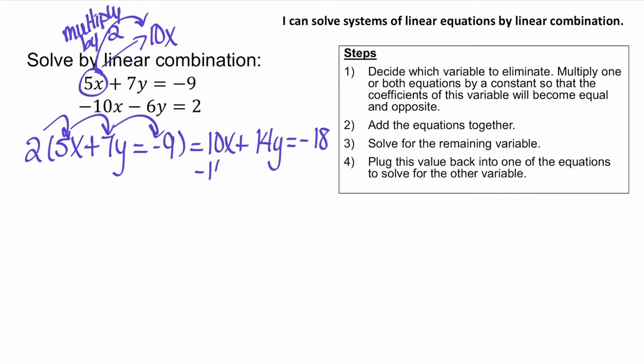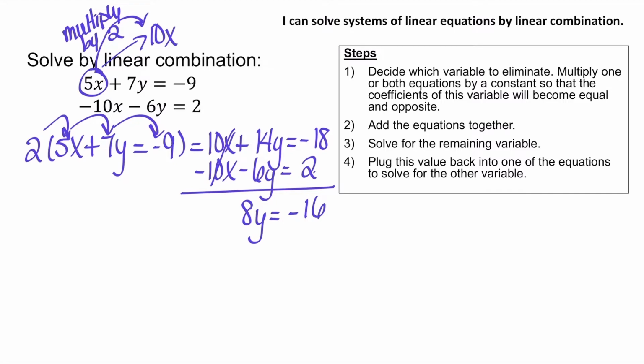Then I'm just going to recopy my second equation, right? Everything remains unchanged in my second equation. So 10x and minus 10x will cancel. 14y minus 6y is 8y. And then I have negative 18 plus 2, which is negative 16.